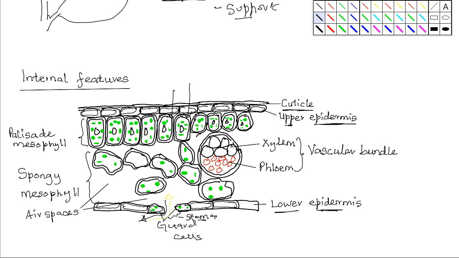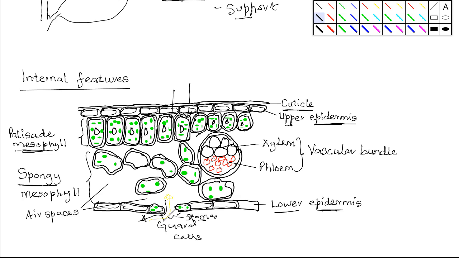Another internal adaptive feature of the leaf is the mesophyll tissue. Now there are two types of mesophyll: palisade mesophyll beneath the upper epidermis and the spongy mesophyll below the palisade mesophyll. The palisade mesophyll consists of cells that are packed with numerous chloroplasts.